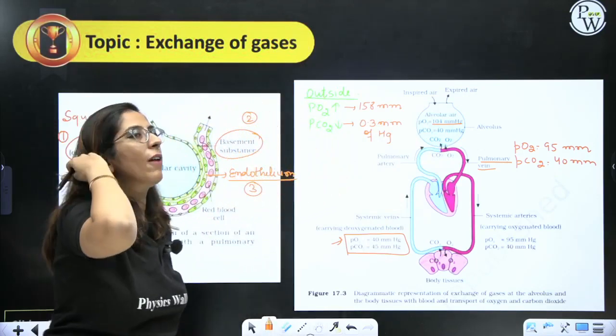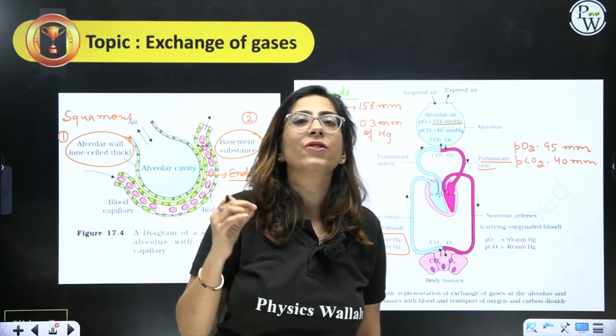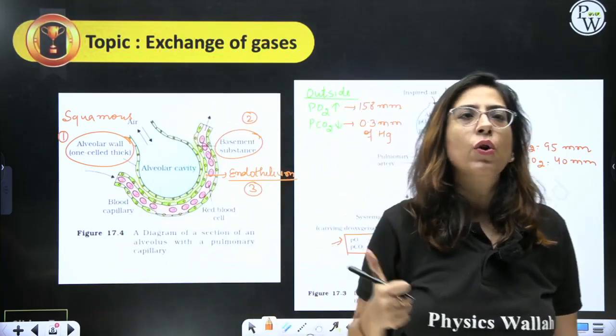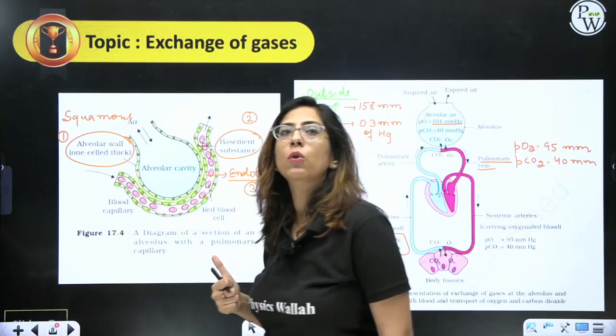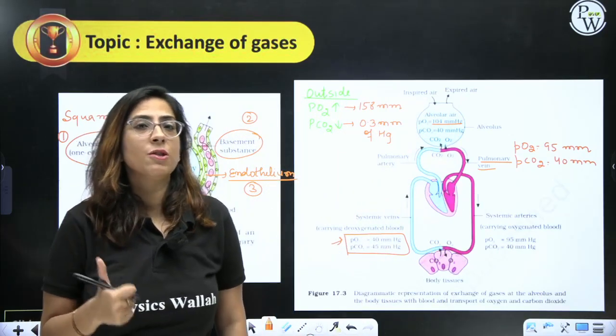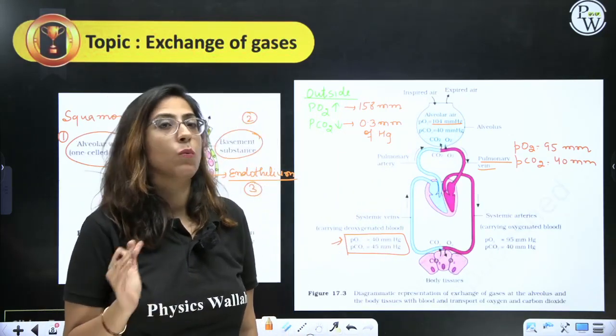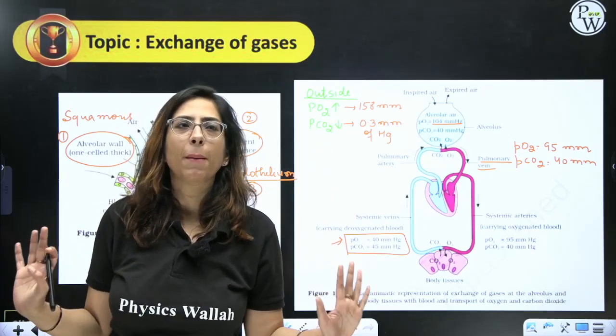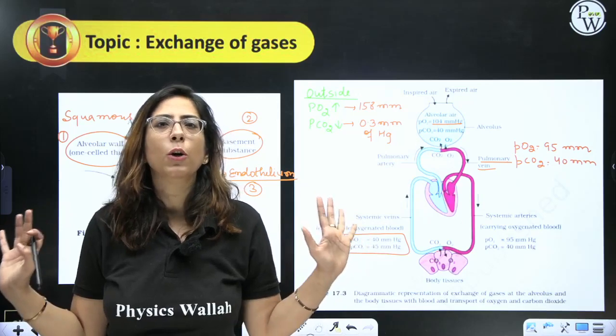So one thing which you have to remember is the partial pressure in each and every place. You should know what it is in the environment, in the alveoli, in the case of systemic veins, in the arteries, and in the tissues. Will you be able to remember all these things? Super important, buddy. Super duper important.